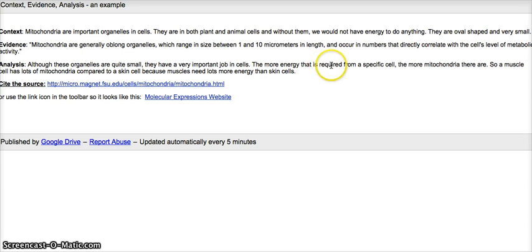Analysis. Although these organelles are quite small, they have a very important job in cells. The more energy that is required from a specific cell, the more mitochondria there are. So a muscle cell has lots of mitochondria compared to a skin cell because muscles need lots more energy than skin cells. And this is my source.